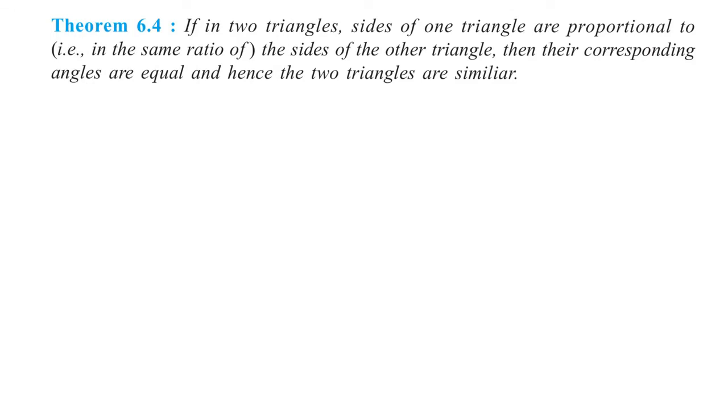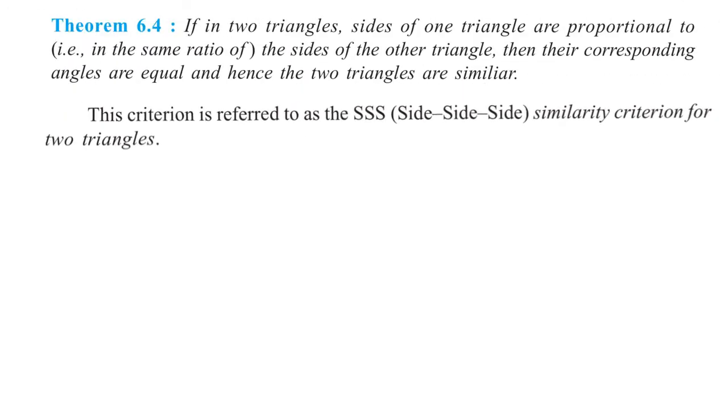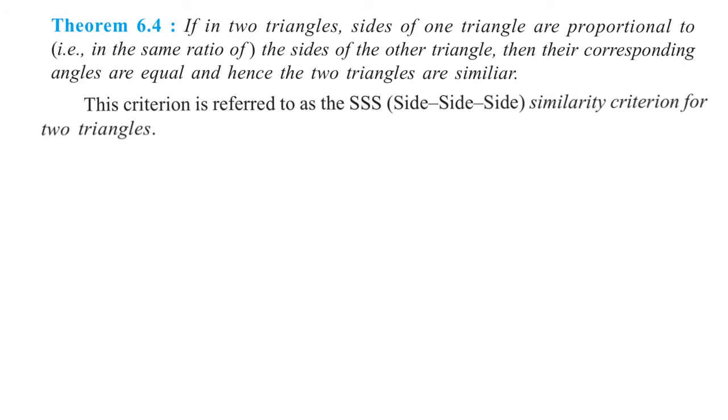Let's look at the second criterion. If in 2 triangles, the sides of one triangle are proportional to the sides of the other triangle, then their corresponding angles are equal, and hence the 2 triangles are similar. This is nothing but the converse of the previous theorem. So if we know that the sides of the triangles are in proportion, then we can say that the angles will be congruent, and hence the 2 triangles will be similar. This criterion is referred to as the side similarity criterion of 2 triangles.